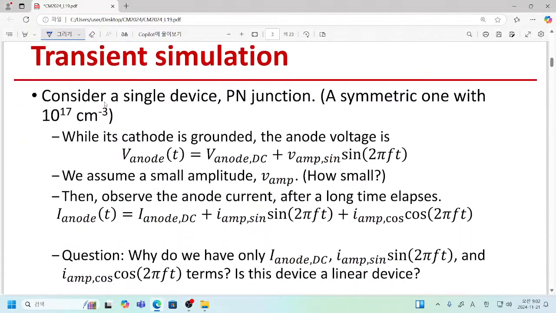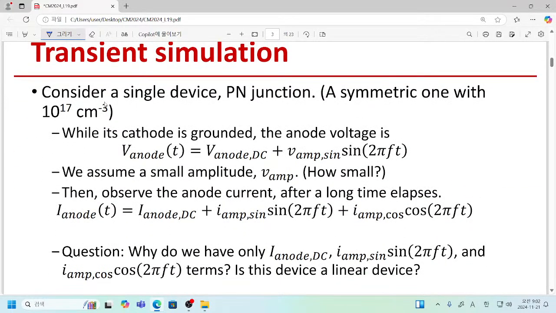So now let's think about this one. Since you have already made the code for your transient simulation, now you can simulate any arbitrary voltage excitation. Please consider a single device, a PN junction. We have already simulated this device quite many times with different analysis. So this is a symmetric one with 10 to the 17 per cubic centimeter. So you have done it.